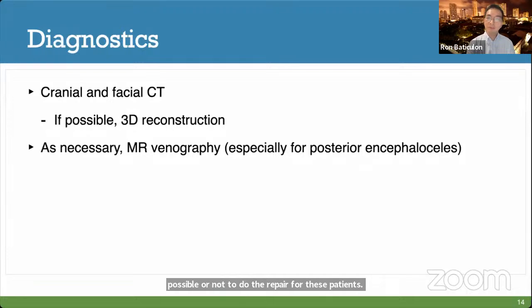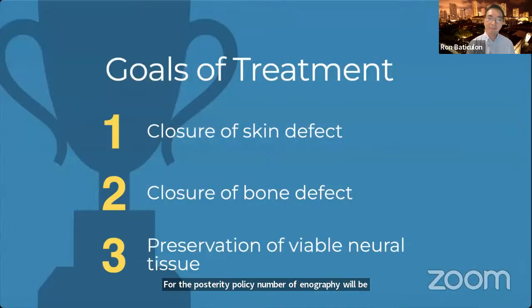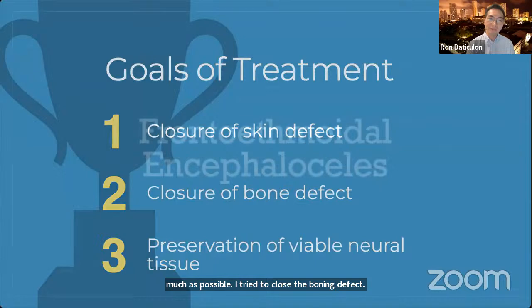We would normally just do a cranial and facial CT, and if possible, a 3D reconstruction. For the posterior encephalocele, an MR venography will be very helpful because you want to see where the torcula is. Goals of treatment: number one, you need to be able to close the skin defect. Number two, you need to close the bone defect; as much as possible, I try to close the bony defect. And number three, you need to try to preserve as much viable neural tissue as possible.